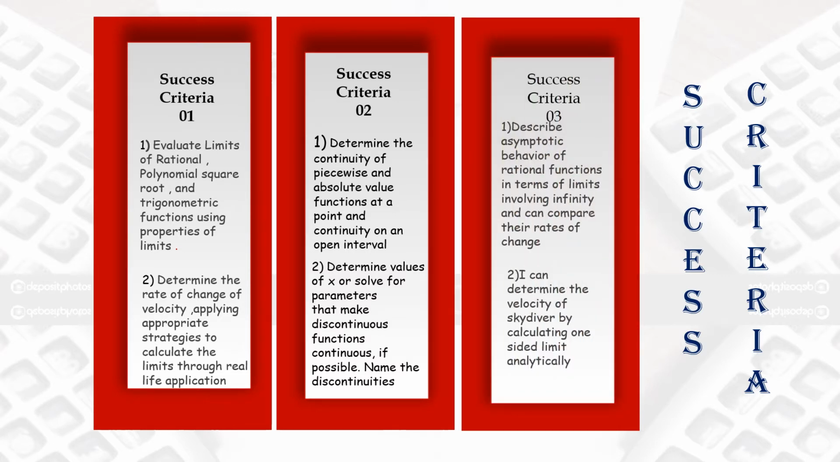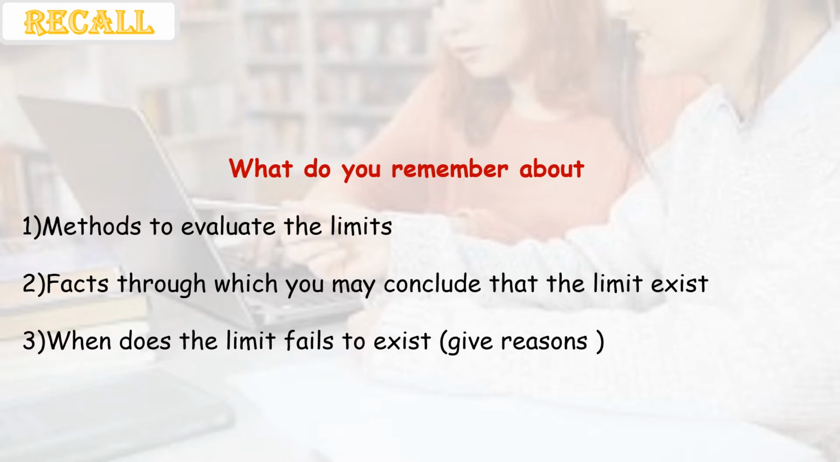We are going to describe the horizontal and the vertical asymptotes by identifying them, and we will compare their rates of change. We will also determine the velocity of the skydiver by calculating one-sided limits analytically.